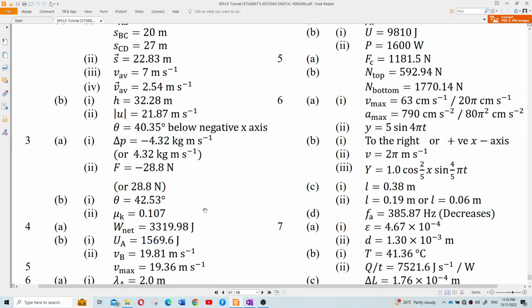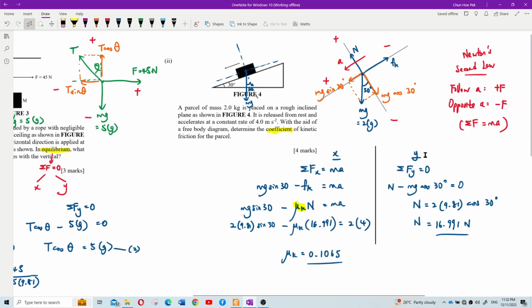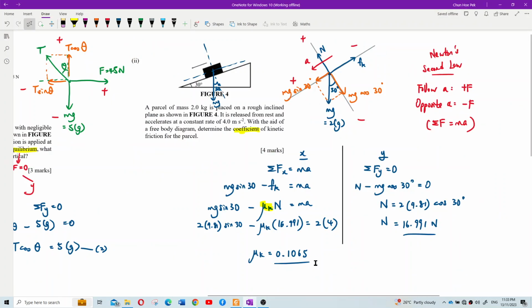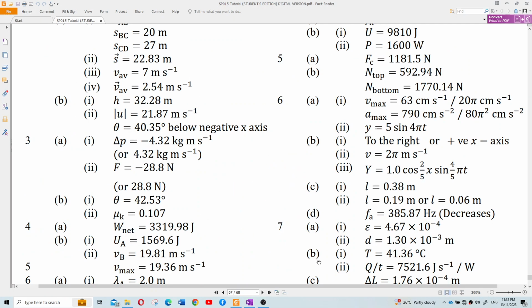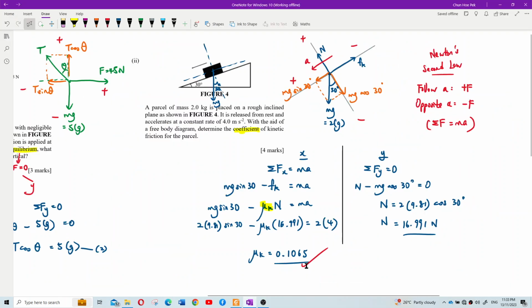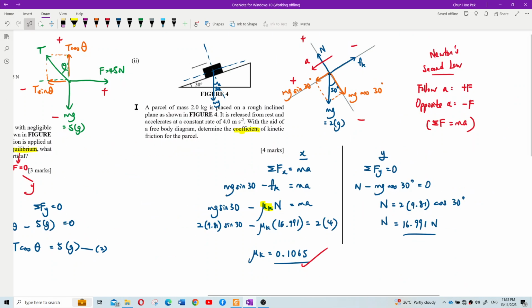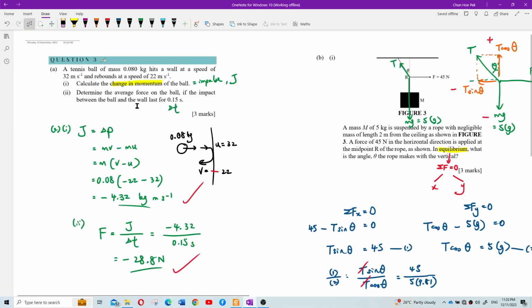Okay, now question B2. What is B2? Mu k is 0.107. Okay, 0.107. Okay, I'm done with question 3.